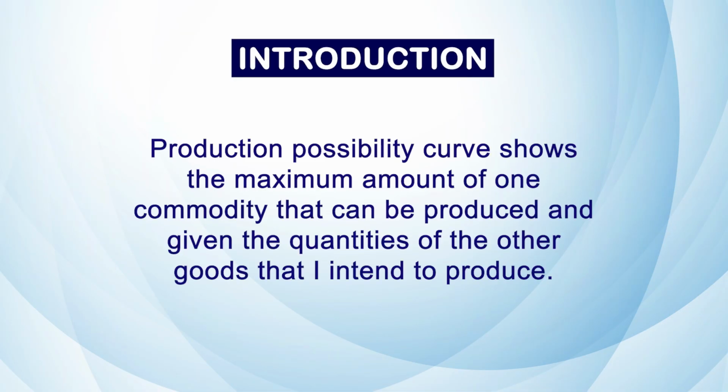So, one by one. In the introductory part of this lecture, I think I should give you a clear idea about what the production possibility curve, community indifference curve, and equilibrium are. The production possibility curve shows the maximum amount of one commodity that can be produced, given the quantities of the other goods that I intend to produce.